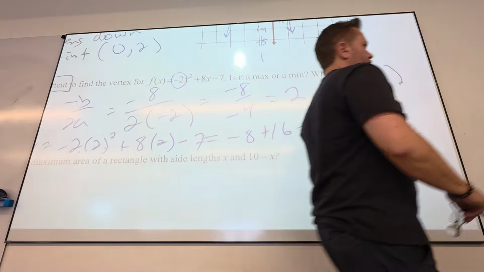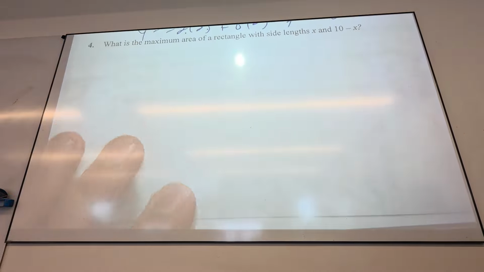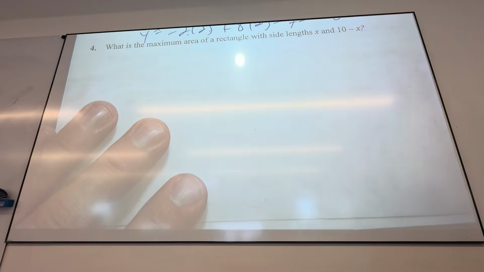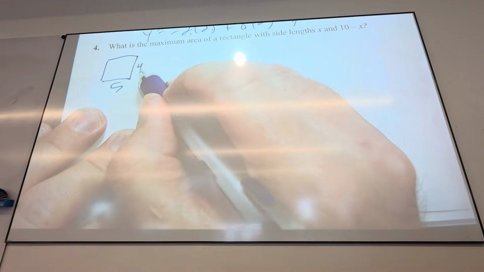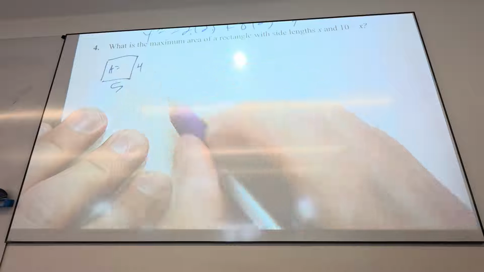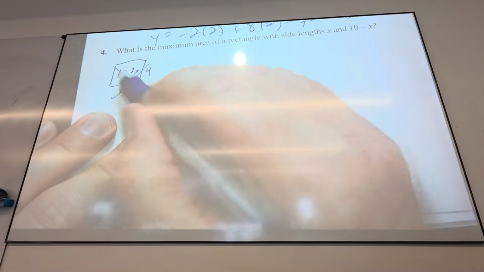How did we do? Anybody try out number 4? Did you get an answer? What'd you get? 25. Yeah. So how do I get it? What is the area of a rectangle? If I had a rectangle that was 5 by 4, what would its area be? 20, just 5 times 4, right? So what is our rectangle?